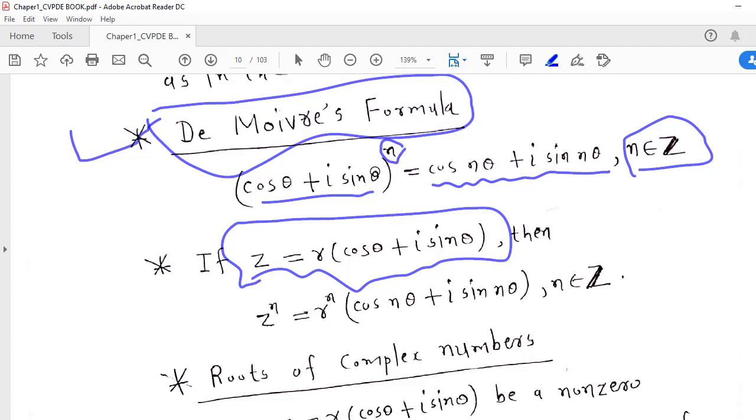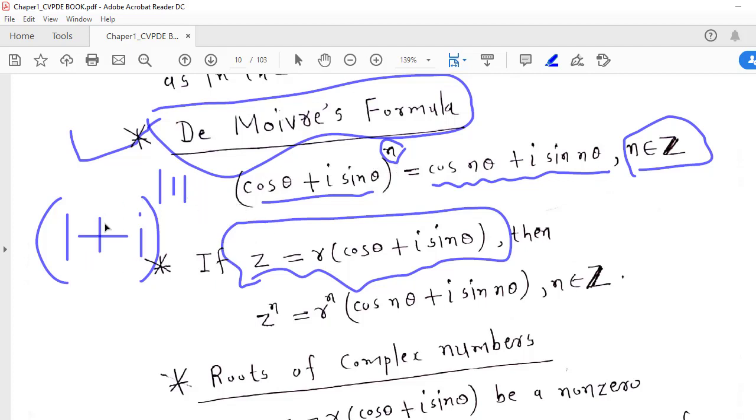large power. Suppose I want to find (1 plus i) raised to 100, then it is very lengthy if I start multiplying 1 plus i 100 times. Suppose I am asked to find (1 plus i) raised to 111, then it is not comfortable to multiply 1 plus i 111 times. So this is a shortcut to find large powers of complex numbers.